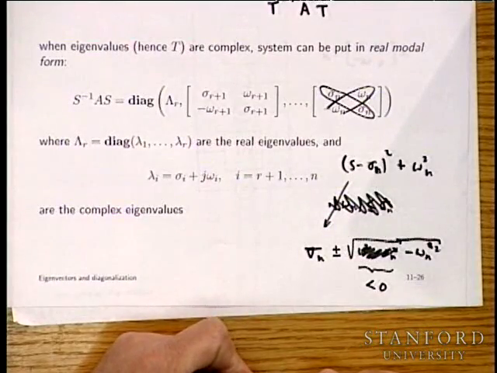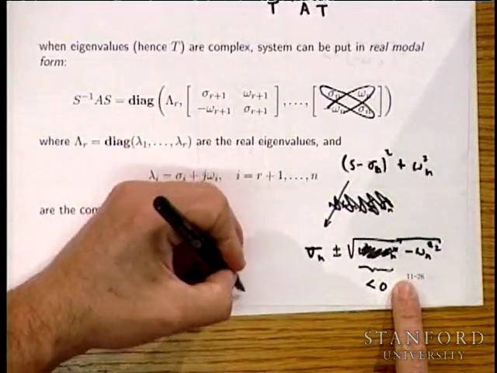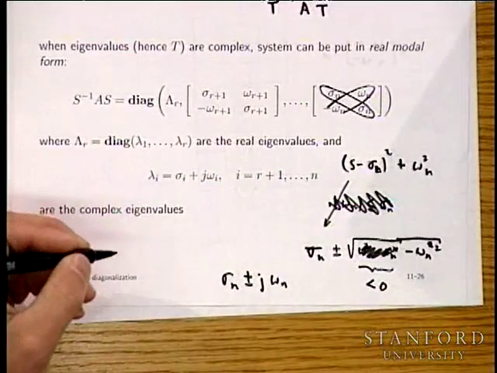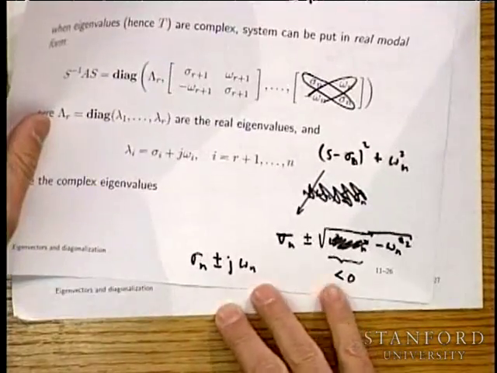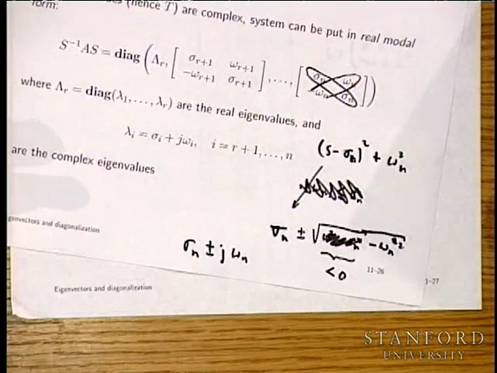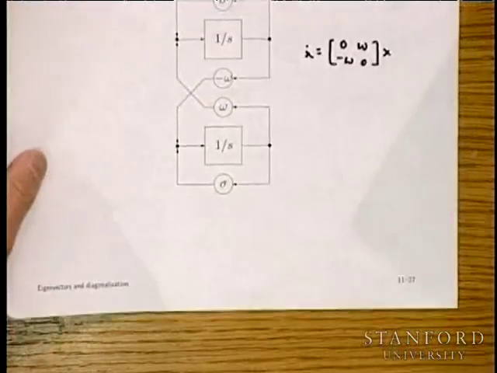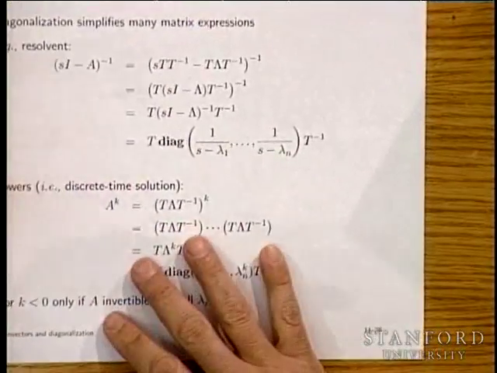Really? Good. Great, fine. Oh, sorry. Yeah, actually, you're right, of course. This is fine. So it's sigma n plus minus j omega n. There we go. Thank you for fixing it. Good. How come no one else caught that? Well, that's one more demerit for this class. It's bad. Okay. All right.